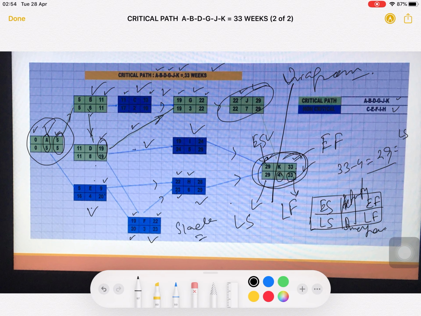So, slack is ultimately late start minus earlier start. If you take the slack for activity A, that means late start is 0 minus earlier start 0, or late finish minus earlier finish. So, 5 minus 5 equals 0. So, it means slack is 0. So, how to calculate the slack? LS minus ES or LF minus EF, that is how you can calculate the slack.